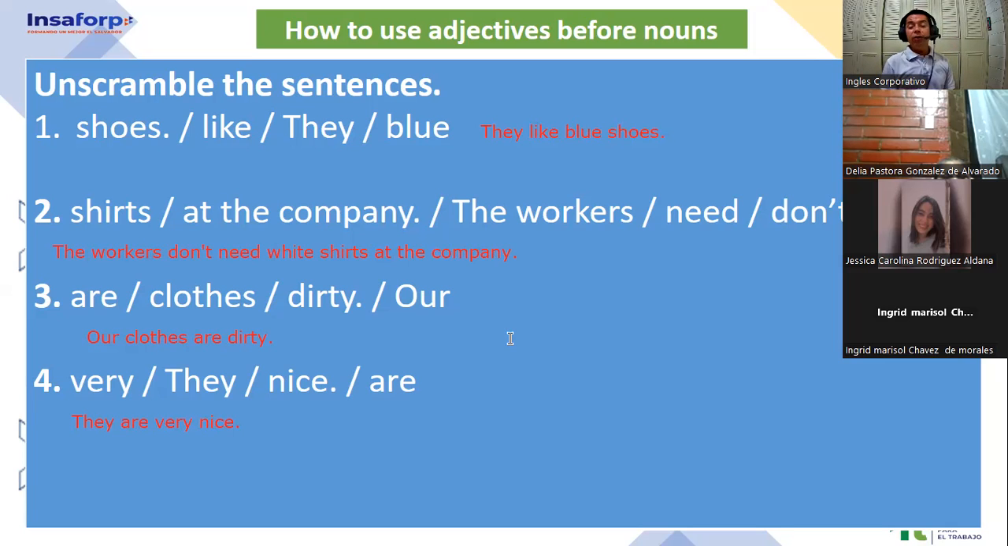Read. No, Ingrid is walking. Ya me acordé, Ingrid está caminando. Yes? Yeah, please, to read, yes.